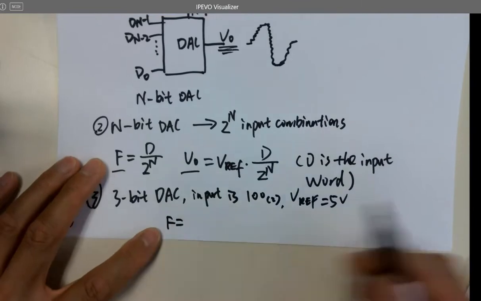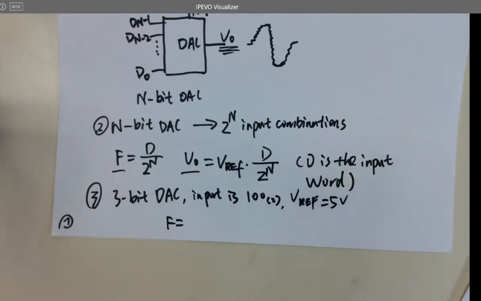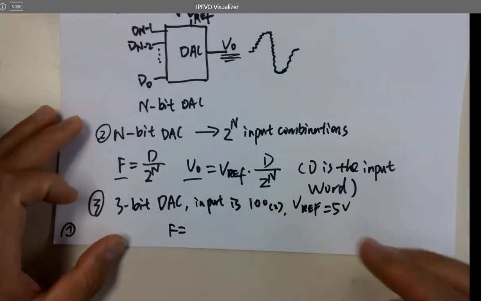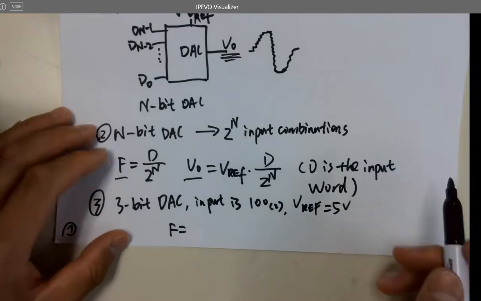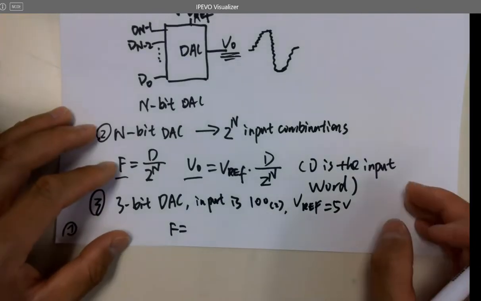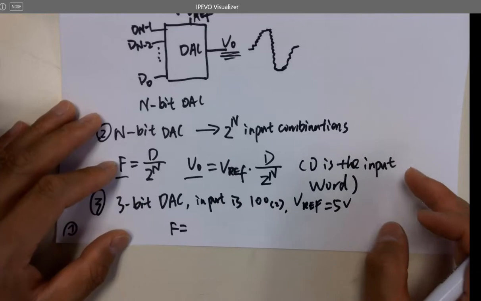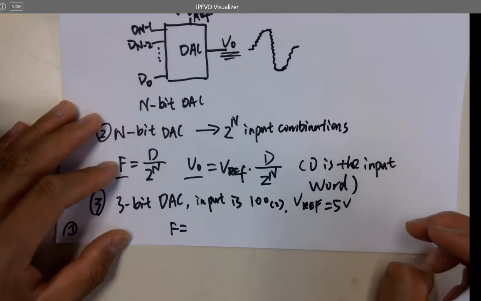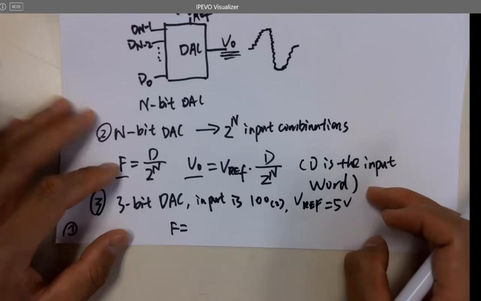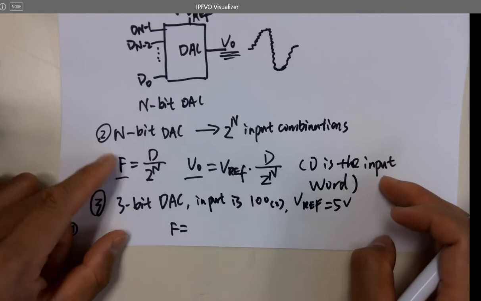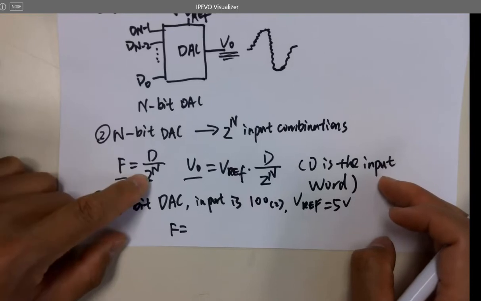So what is the input here? 100? No, it's the number. Input, right? So F is the factor, which is D over 2 to the n, right?